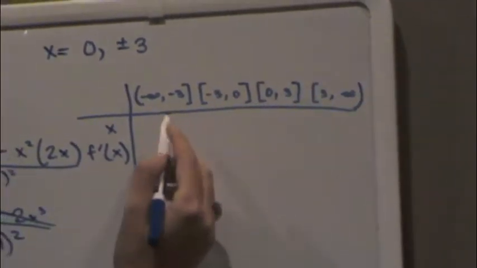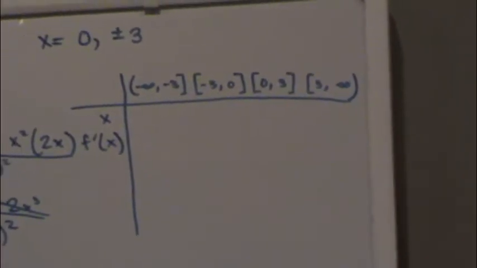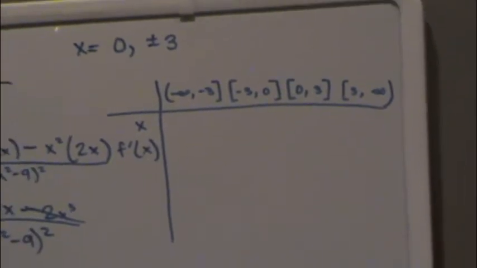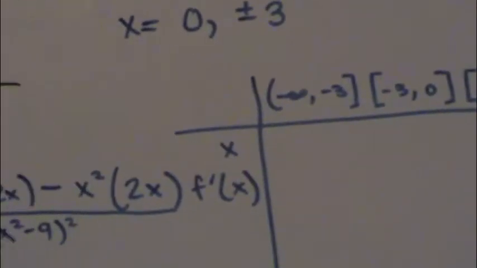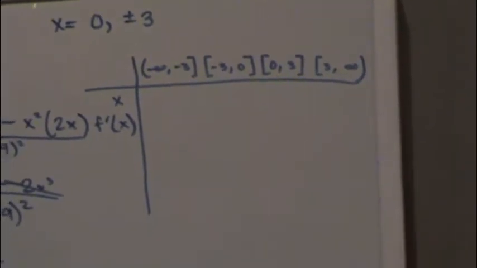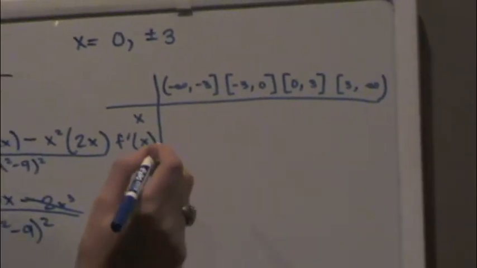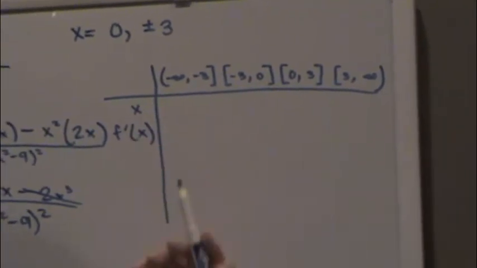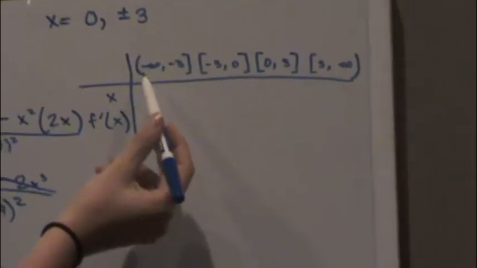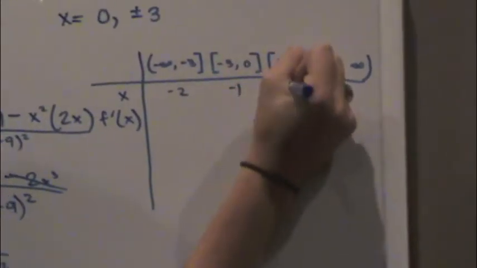In here, we don't have any endpoints, so we just go to infinity. But if you had endpoints of, say, negative 4 and 4, then instead of putting the infinity signs there, you'd put those endpoints. Always test your endpoints, because those can be critical numbers too. So you'd find a number within each region to test and plug into your derivative. So, a number in this region would be negative 2. Here you could use negative 1. Here you could use 1.